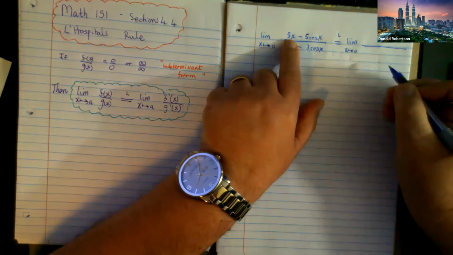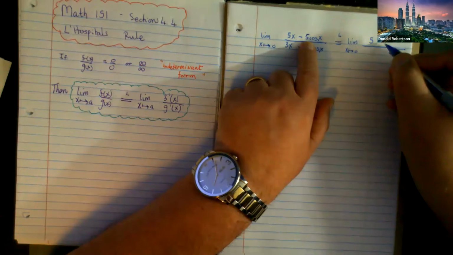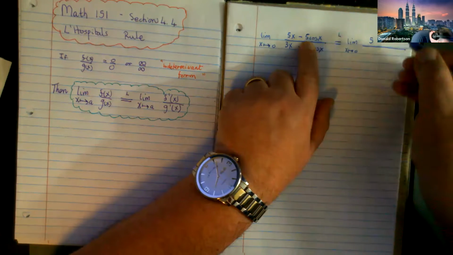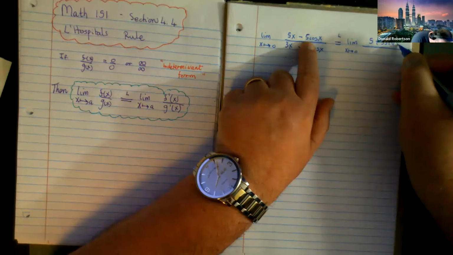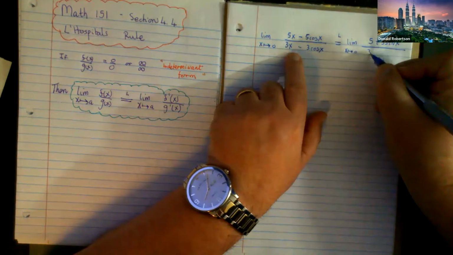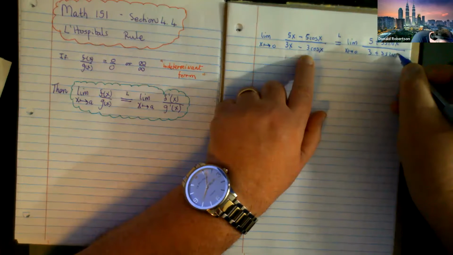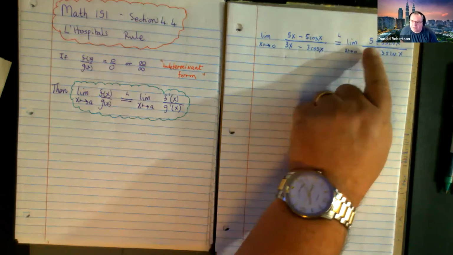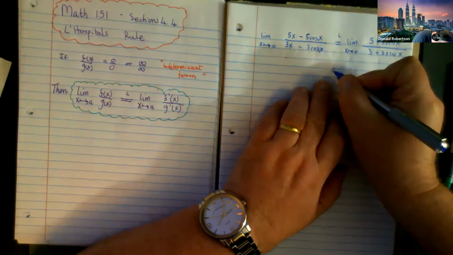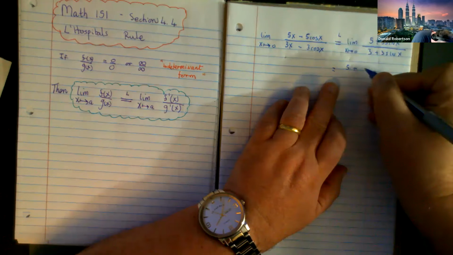If you differentiate this, you get 5. If you differentiate a cosine, you get a negative sine, so 2 negatives give you a plus. You get 5 sine x. And on the bottom, you've got a 3 sine x. And every time you do L'Hospital, you then plug in, in this case x equals 0, and see what you get. Well, 5 times sine of 0 is 0, so it's still 0.